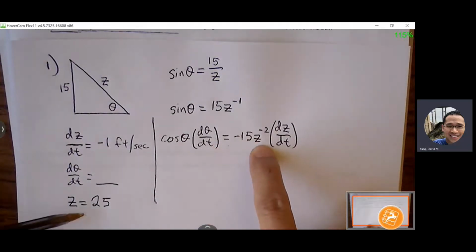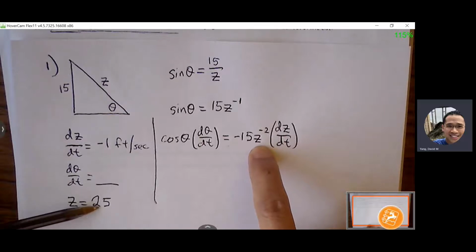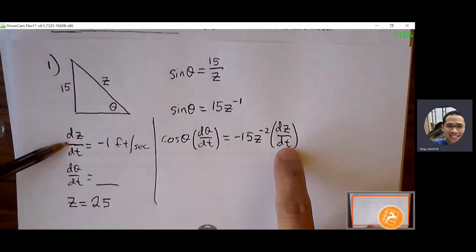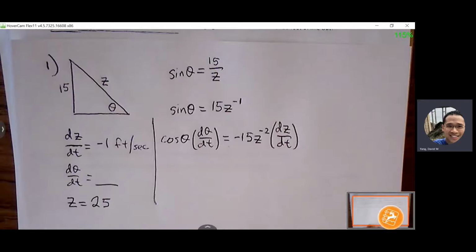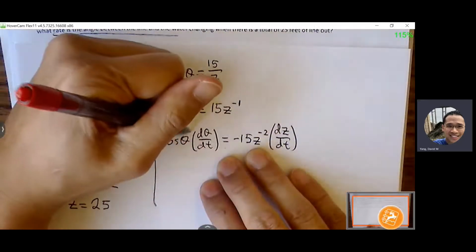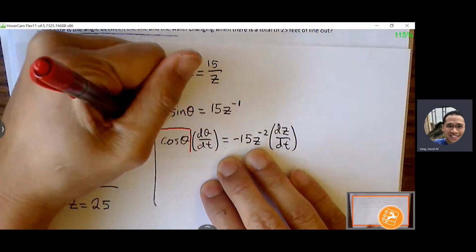z is 25, so we have a substitution for that. dz dt, we have a substitution for that. So really, the only thing that we have to account for is figuring out how to replace this cosine theta.